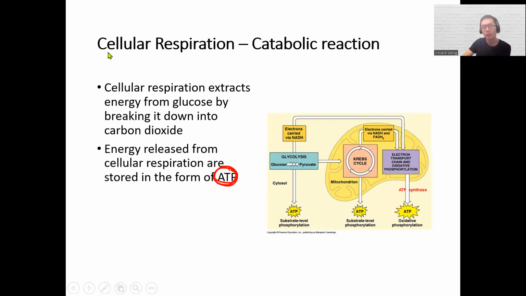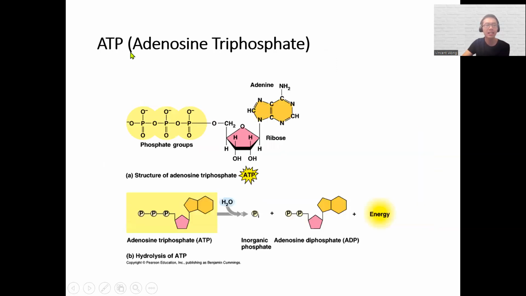But for now, just know that cellular respiration is the main reaction that produces energy in the form of ATP. ATP stands for adenosine triphosphate. Adenosine as in like the adenine in DNA. It's connected to a sugar. We call it adenosine. And it's triphosphate because it has 3 phosphates on it.